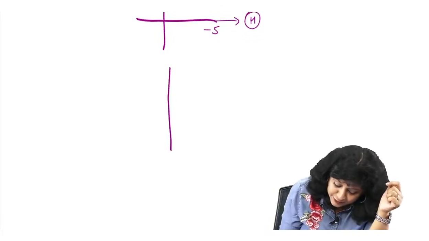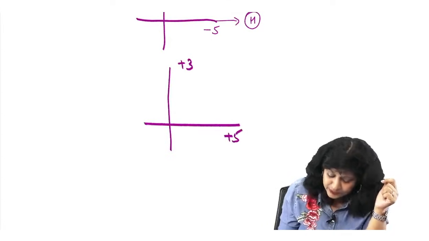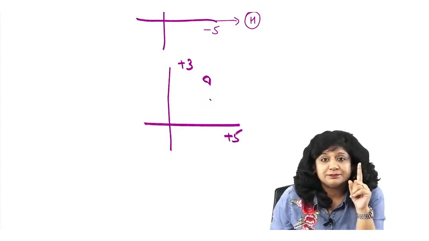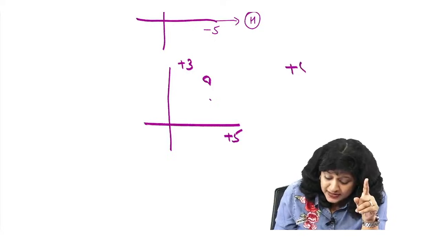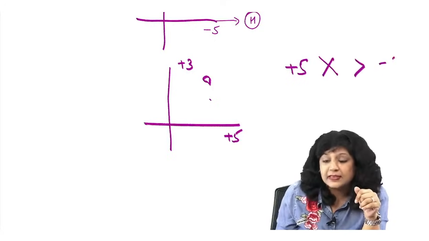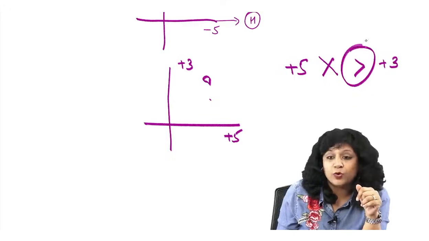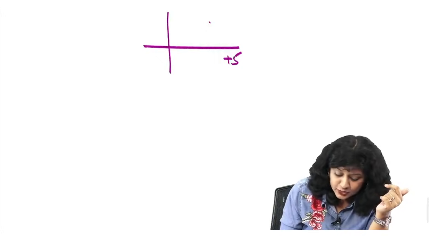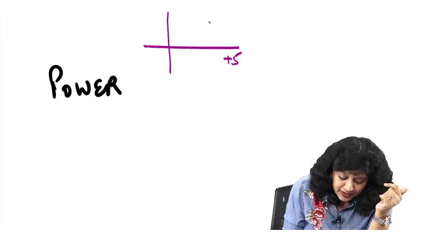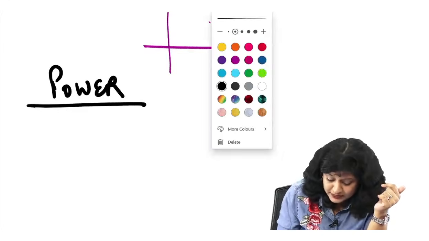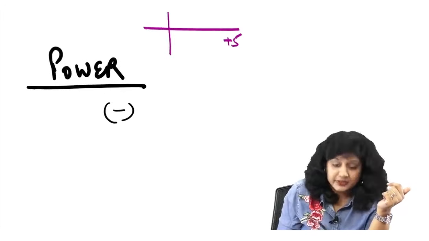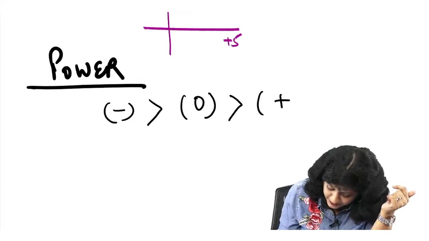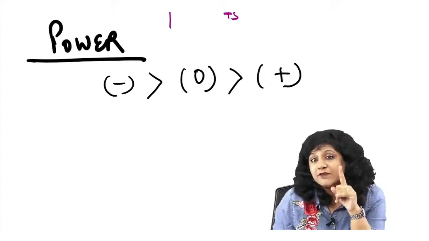But what if I give you +3 and +5? Now don't jump to against the rule, because +5 is not more than +3. It is not more. Why? Always remember that if I am talking in terms of power, a minus power is always more than the zero power, and a zero power is always more than the plus power. Always you have to remember this.